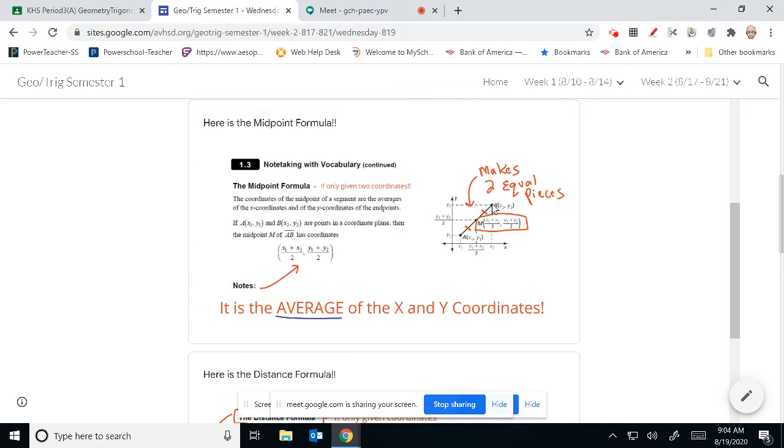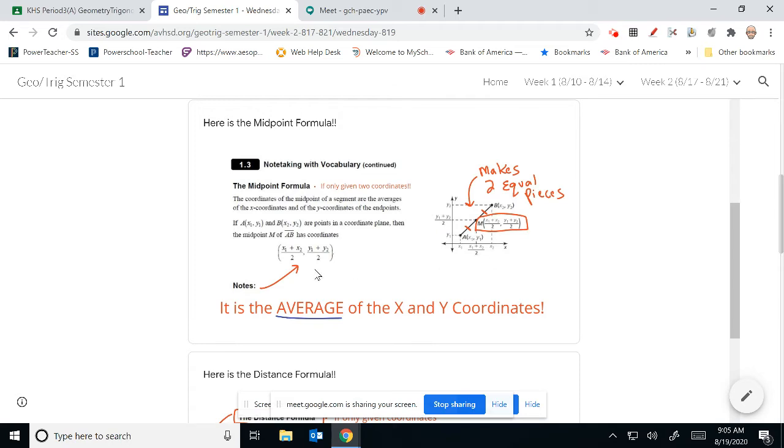Well, middle means half. So if you just want to find the halfway from A to B, that means you need to find the halfway point of the two x coordinates. That would be x plus x over 2. That's just finding the halfway point of those x's. And you need to find the halfway point of the y coordinates, so y plus y over 2.